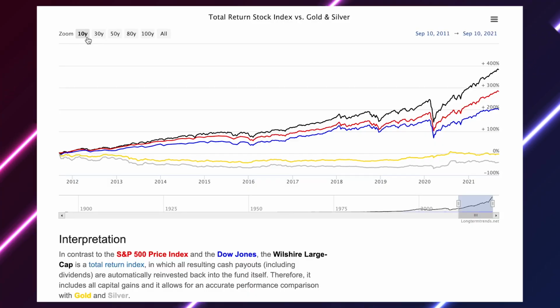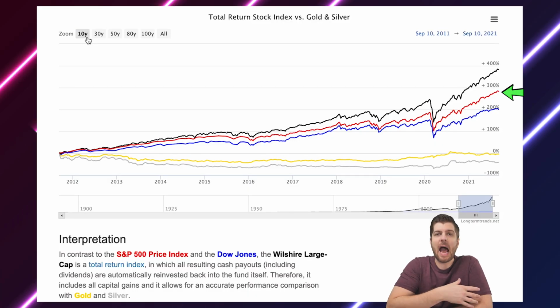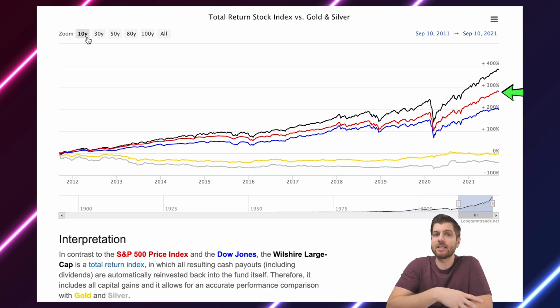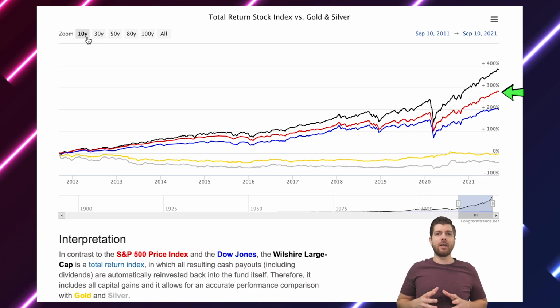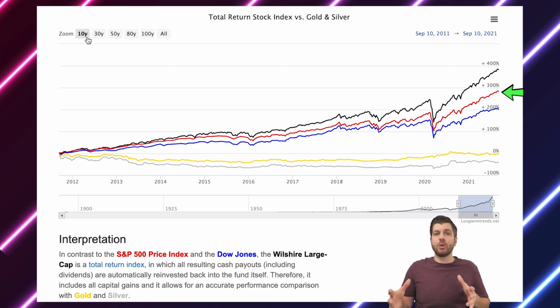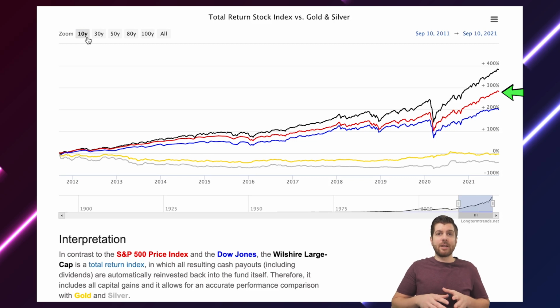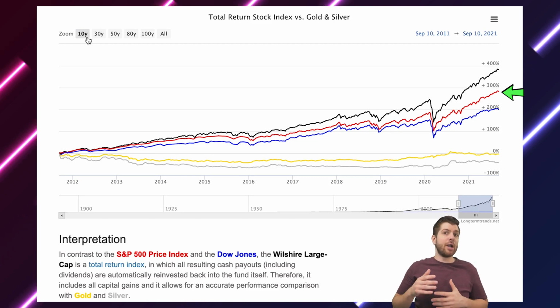This is showing the past 10 years. The red line here represents how your wealth would have grown if you bought the S&P 500 index, but without dividends being reinvested. And remember, buying the S&P 500 just means spreading your money across the top 500 largest US public companies. Again, this line assumes any dividends being received are not reinvested.